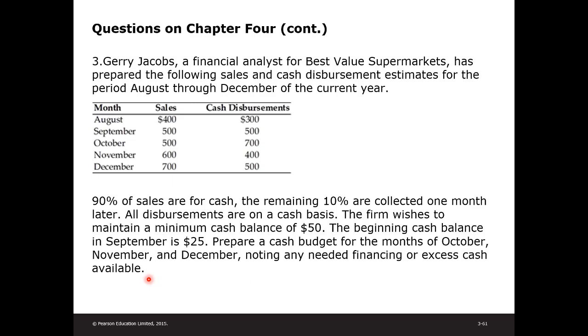So when we calculate the cash budget, we will find out if there is any needed finance. If we have a cash deficit, we will need to finance it, or when we have excess cash, we will need to invest it. So let's see the answer together.